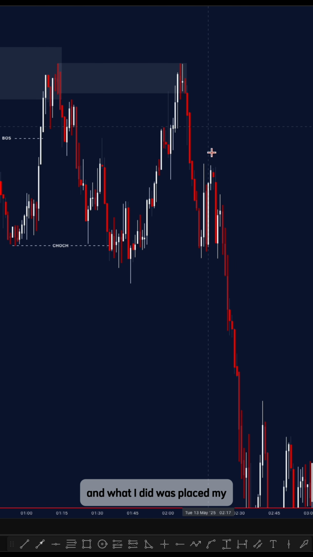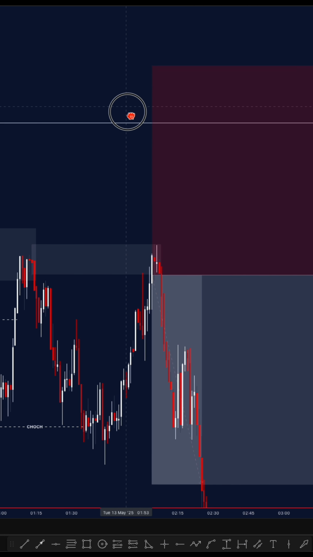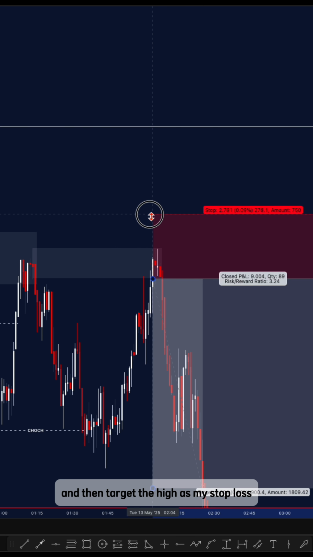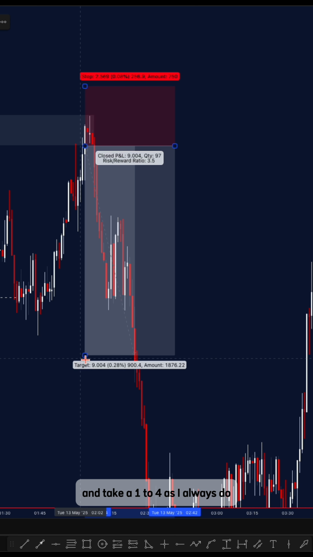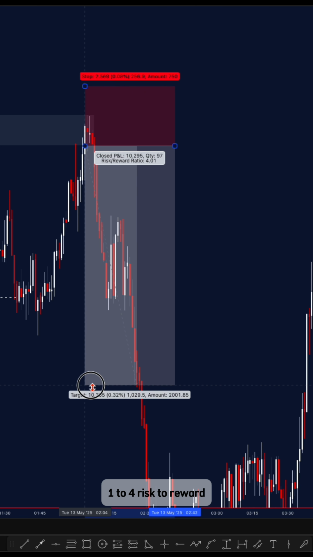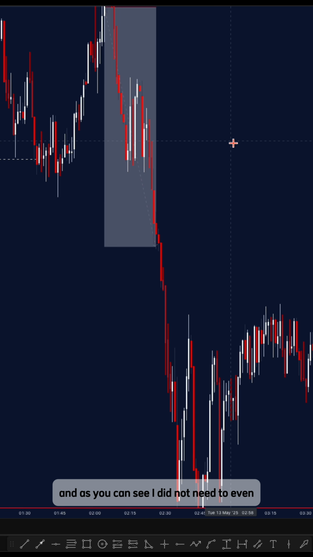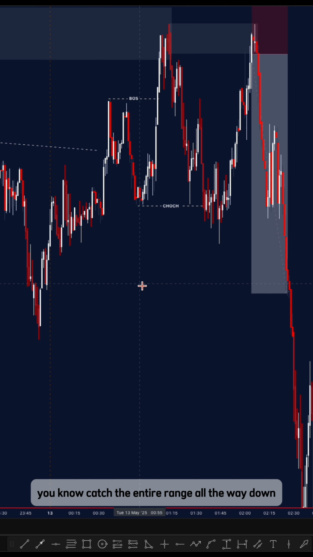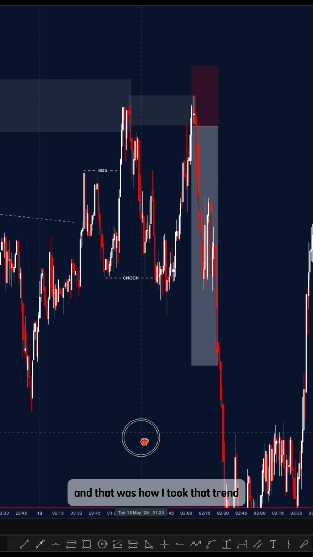And what I did was, the moment M1 tapped into it, I placed my limit order right here, set the high as my stop loss, and took a 1 to 4 risk to reward, as I always do. And that was it. As you can see, I did not need to catch the entire range all the way down, because I knew that was a risky sell. And that was how I took that trade.